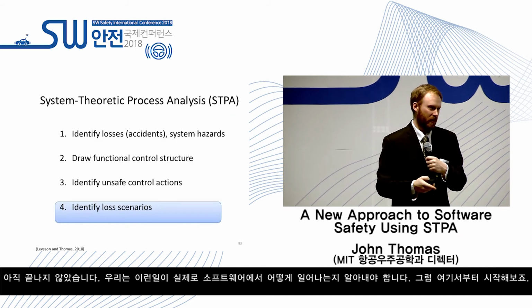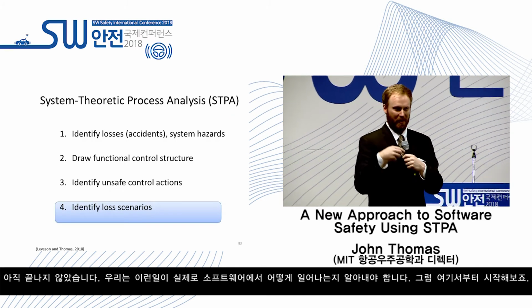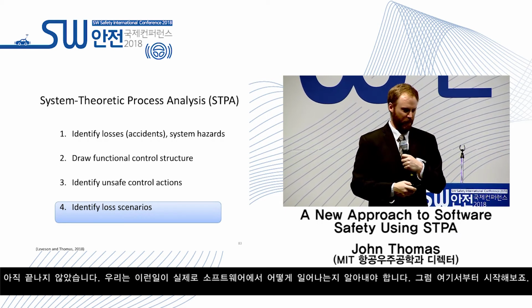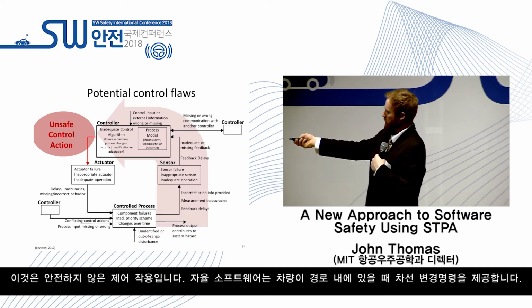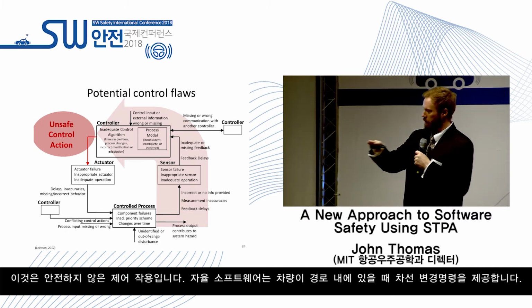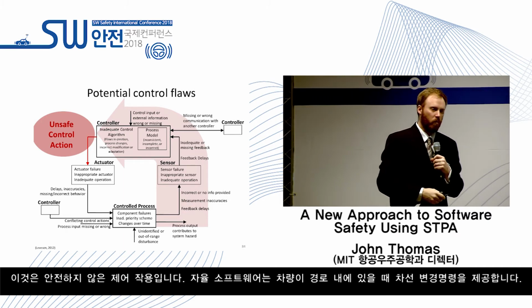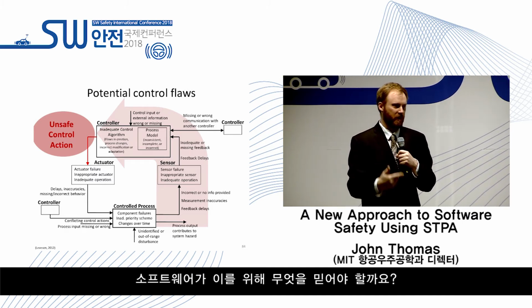We're not done. We need to find how this can actually happen in the software. So let's start here. Here's the unsafe control action. Autonomous software provides lane change command when vehicle is in the path. What would the software have to believe to do this?